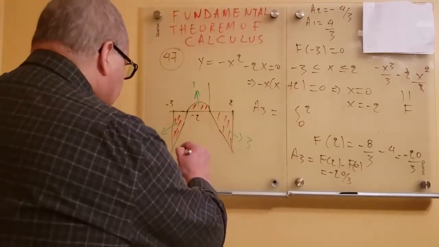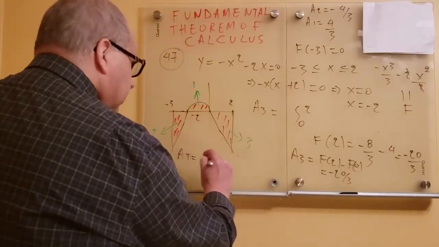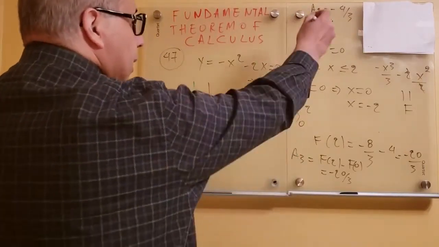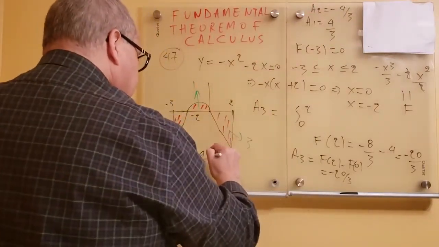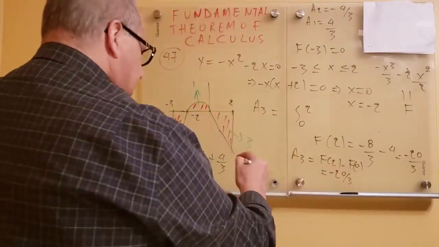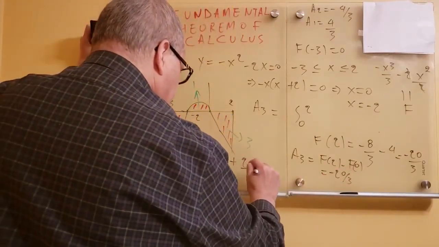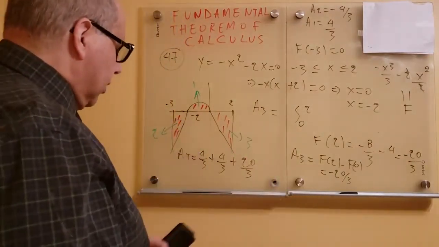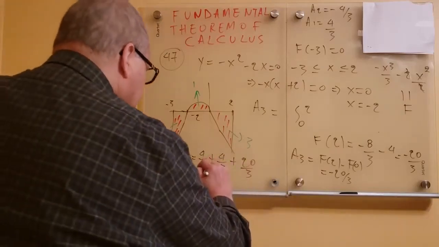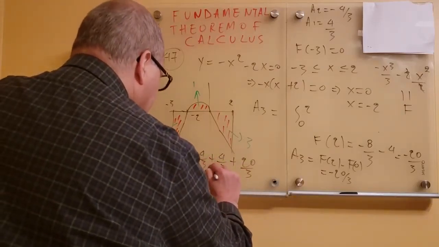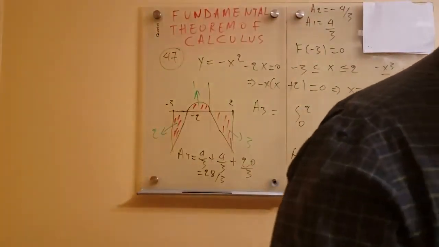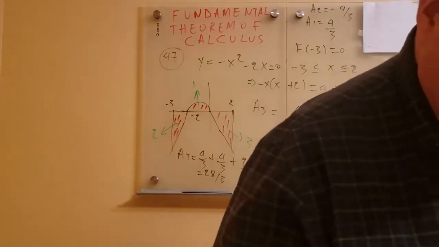So that means that the total area, let's say A total, will be A1, which is 4 over 3, the absolute value of this, which is again 4 over 3, and the absolute value of this, which is 20 over 3. So if you put all these together, since they have the same denominator, it's actually 28 over 3. And we have one more.